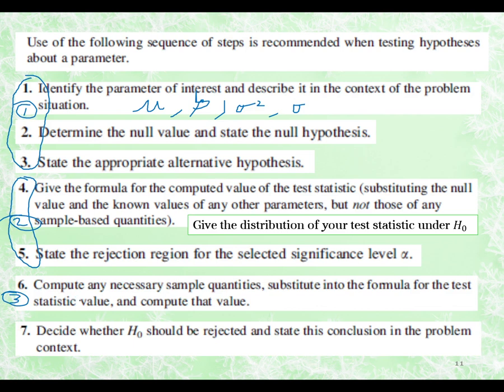Then deciding on whether H0 should be rejected. So this is your decision, and then stating the conclusion. So this is like 4 and 5 on our previous slide. So this is basically the process. It doesn't matter into which steps we break it. We'll illustrate it now with an example.